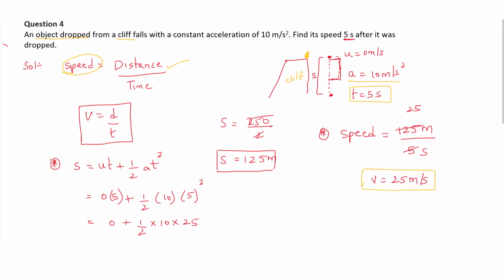I need distance because the displacement is not given. I found distance by using the second equation of motion. This is our second equation of motion. I got s to be 125 meter. Then at the last I substituted and I got the answer. Okay, let's see our next question.